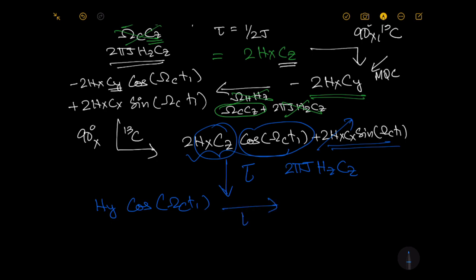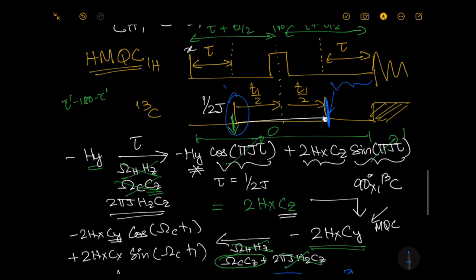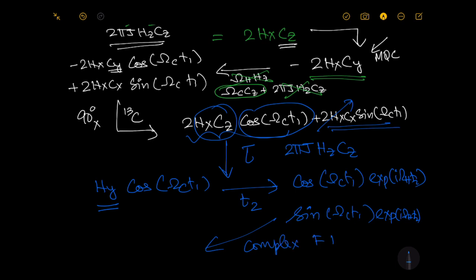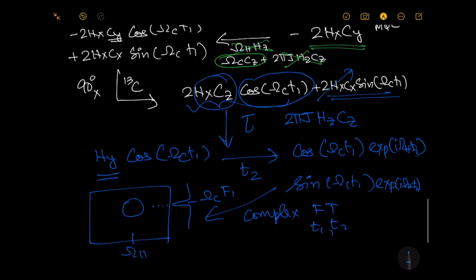So this, when left to evolve in T2, will result in chemical shift evolution of the proton, and therefore you would end up getting something of this sort, exp i omega h T2. Of course, you would repeat the experiment by changing the phase of the first pulse from x to y, and therefore get the sine component of it. These two signals put together result in a complex Fourier transformation along the T1 and T2 dimensions, giving you a two-dimensional signal once again of the sort that you have seen, omega c in the f1 dimension and omega h in the f2 dimension.